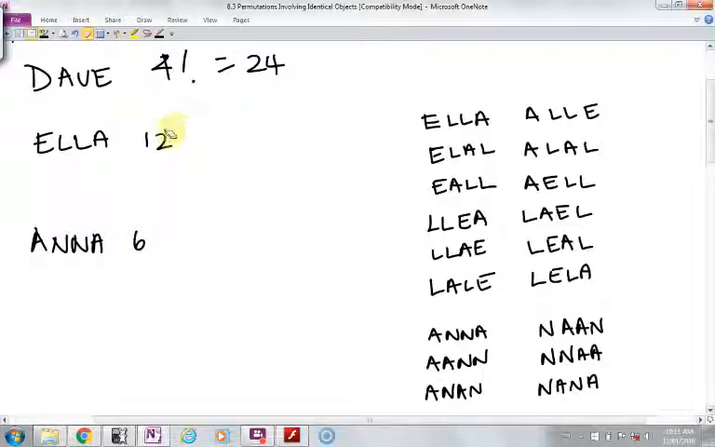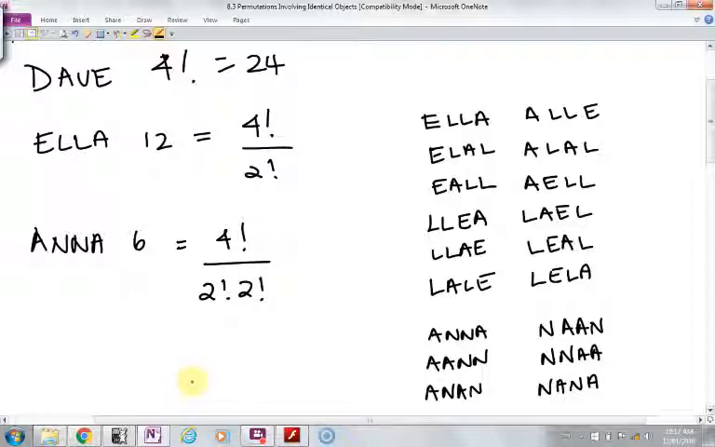Why is Anna now half again of Ella? Because there's 2 A's, yeah, and there's 2 N's, okay? And in fact, the way we calculate it for Ella is it's 4 factorial divided by 2 factorial. So we take this 24, because we had 4 letters we're arranging, but we divide by 2 because we have 2 letters the same, but it's 2 factorial. Here we have 4 factorial because we have 4 letters, but we have 2 A's and we have 2 N's. Okay? That's the gist of what we're doing today, and it's very straightforward.